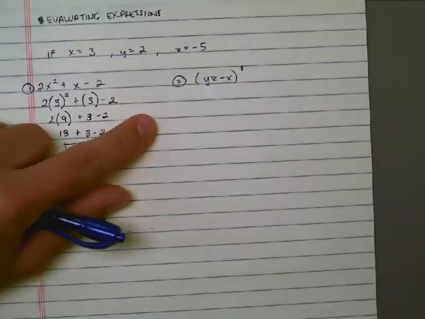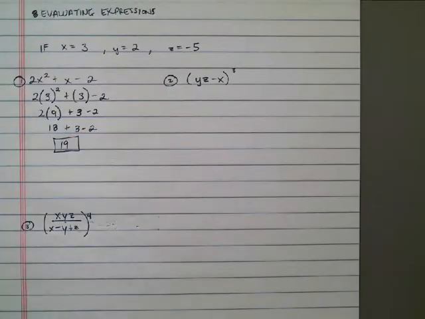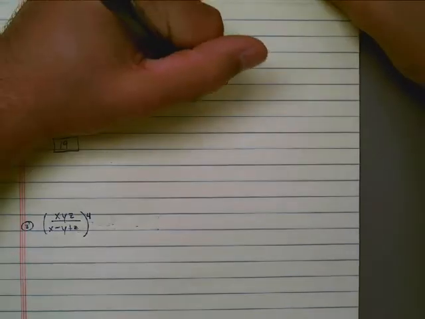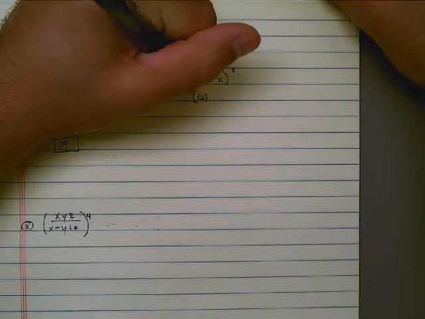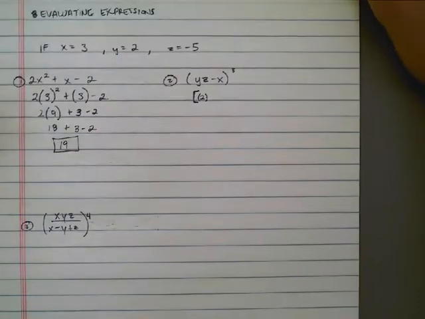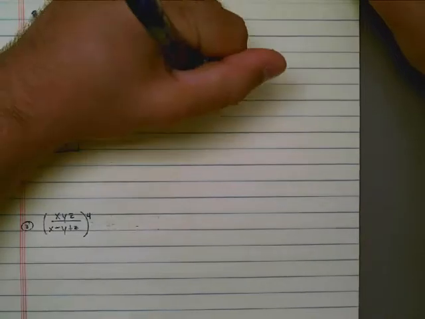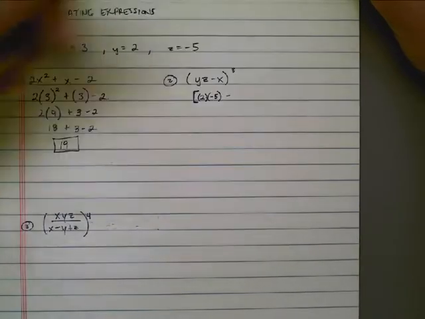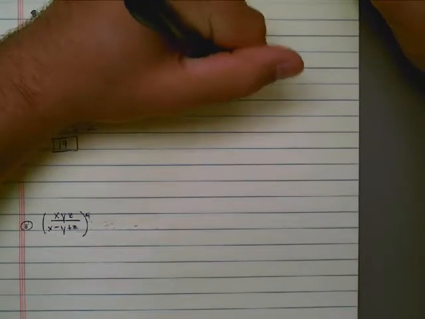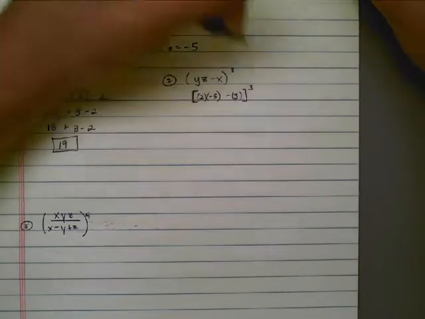We have yz minus x, the whole thing cubed. So we're going to take every single letter that we know and replace it with the number that it corresponds to. So y is 2. In fact, let's do this. Square brackets now, since I have parentheses outside of parentheses. z is -5 minus x, which is 3. I'm going to take that whole thing, I'm going to cube it.